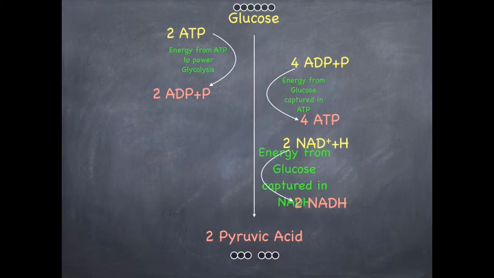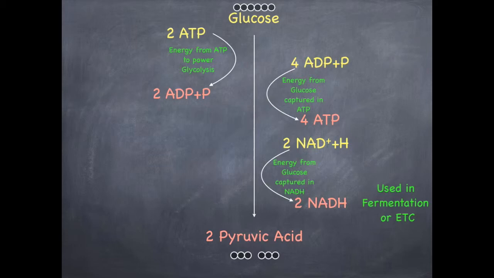Then 4 ADPs take power from the glucose and give off 4 ATPs. Also, 2 NAD pluses combine with hydrogen ions to take energy from the glucose. This reaction produces 2 NADHs. The ADPs turning into ATPs and the NAD pluses and the hydrogen ions turning into NADHs is called energy recovery.